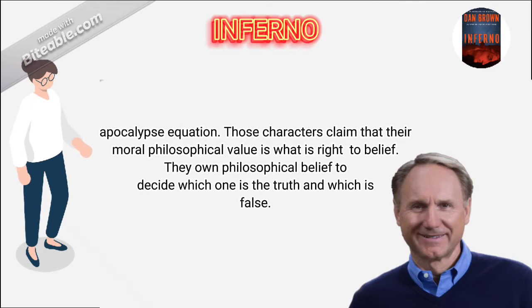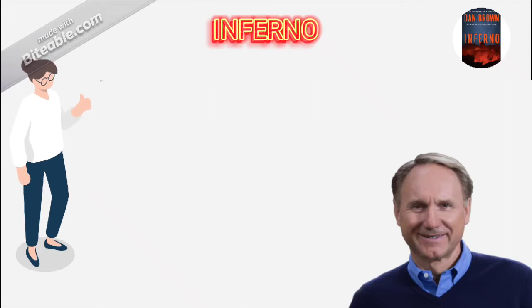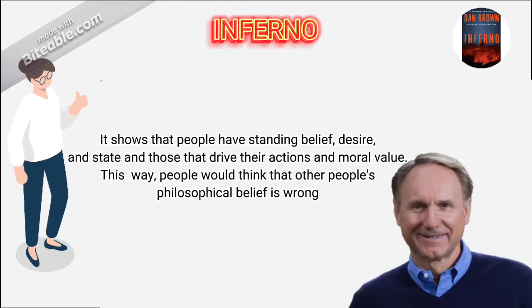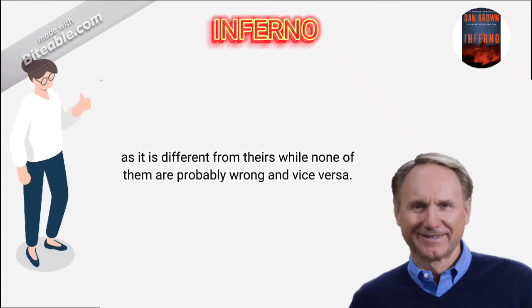Those characters claim that their moral philosophical value is what is right to believe. They use their own philosophical belief to decide which one is the truth and which is false. It shows that people have standing beliefs, desires, and states, and those drive their actions and moral value. This way, people will think that other people's philosophical belief is wrong as it is different from theirs, while none of them are probably wrong, and vice versa.